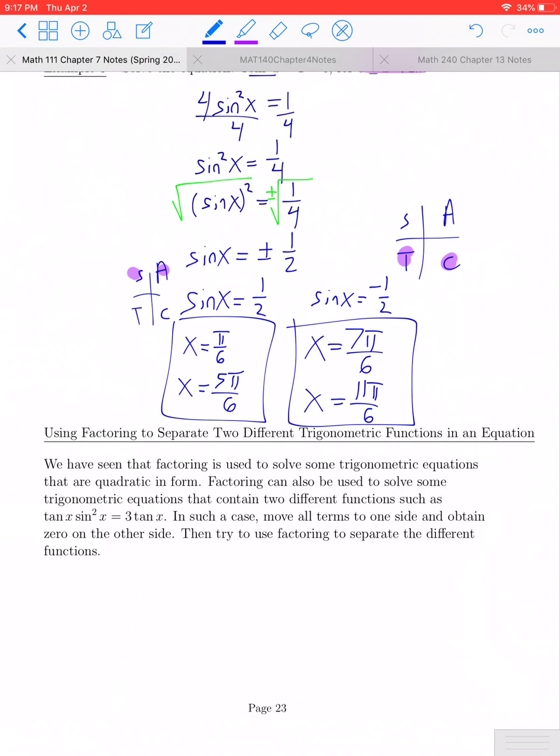The next set of equations we're going to look at involves separating two different trig functions. It's kind of an extension of the last method we saw, where if you're able to get all of your trig functions to one side and factor, then you can set each factor independently equal to 0, like we're going to see next.